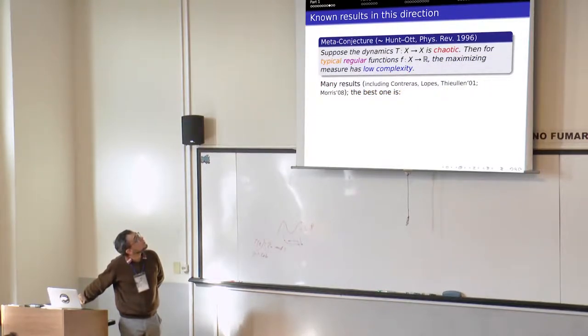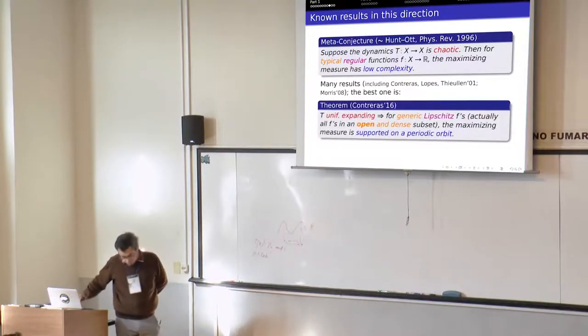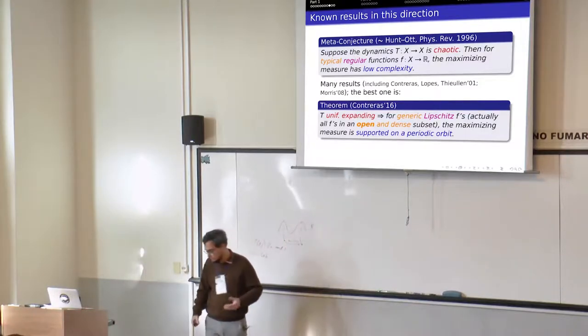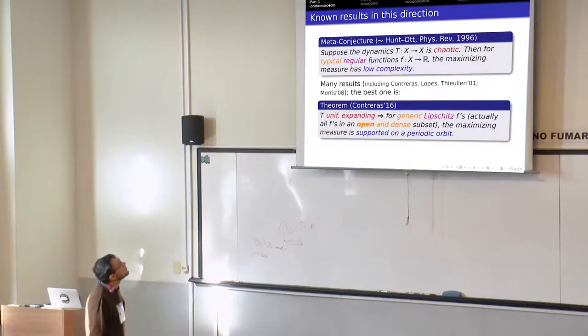Okay, so there's the conjecture again. And there are several results that I don't have time to explain the history. Let's just jump to the best result we have, by Gonzalo Contreras, who proved that if your dynamics is uniformly expanding, then for topologically generic Lipschitz functions, the maximizing measure is supported on a periodic orbit. So it's a very nice result. And actually, the generic set here is also open. So it's an open and dense set. It's something very strong.